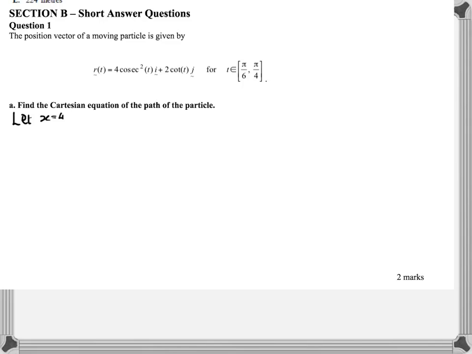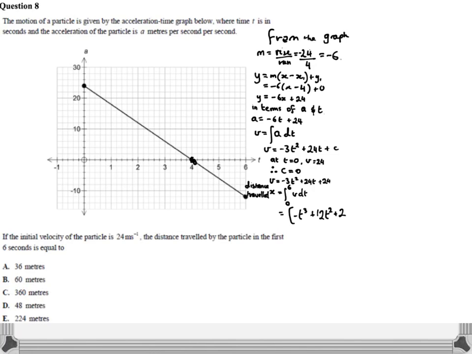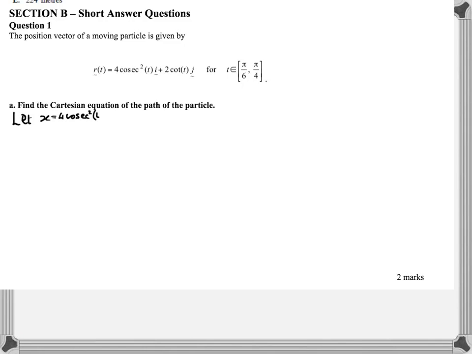And what we had there was the 360 meters as your answer.